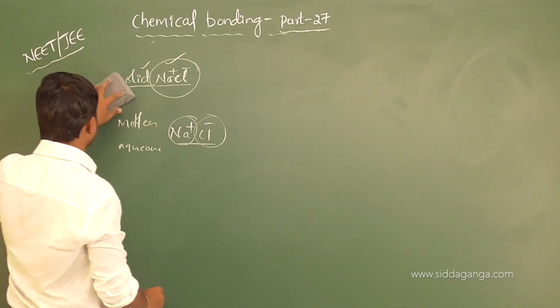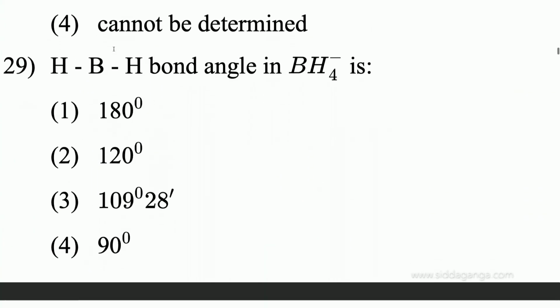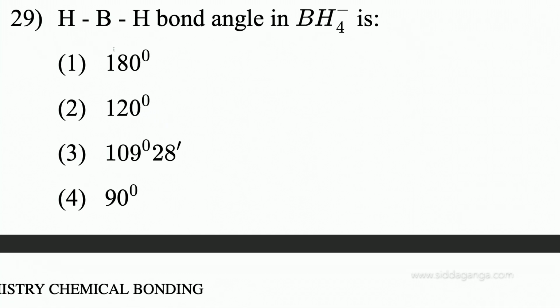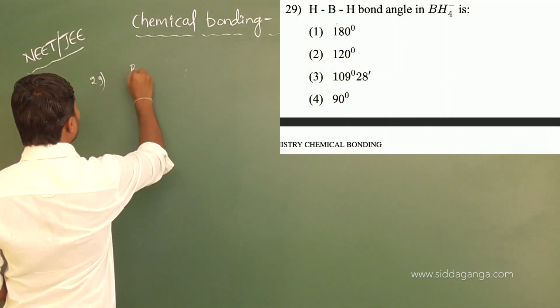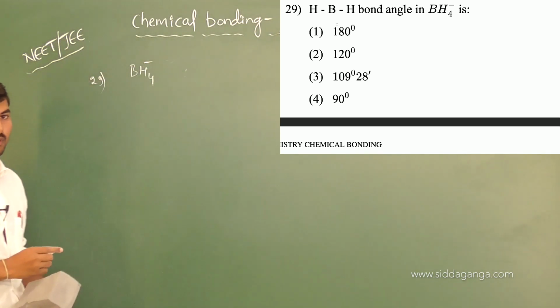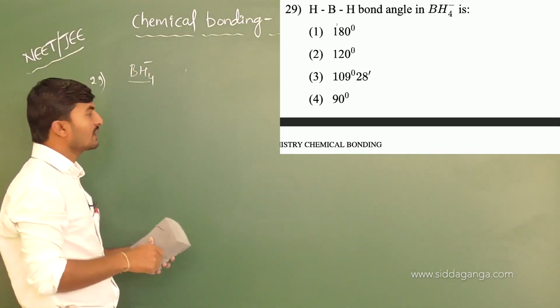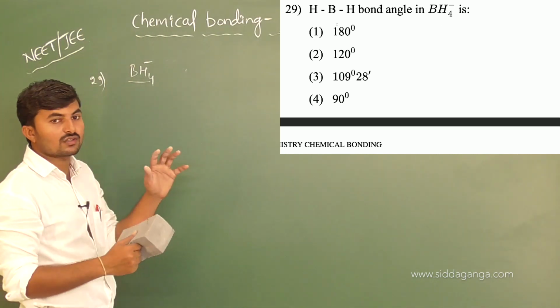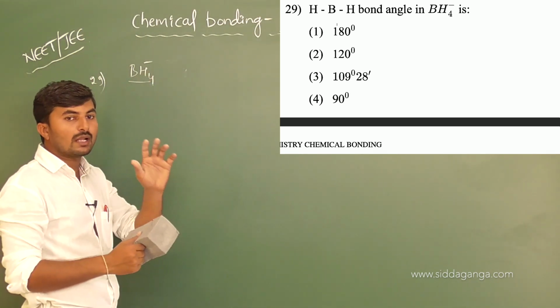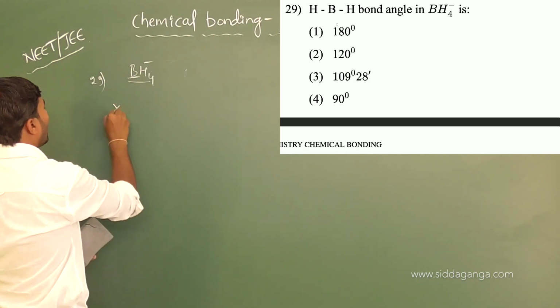Next one. So the next question, it is question number 29. The HBH angle in BH4 minus, which is the molecule given here, BH4. If we want to determine the angle of the molecule, first we have to identify its hybridization. By using that hybridization concept we can easily predict their bond angle and bond lengths. Okay, first here the central atom will be boron.